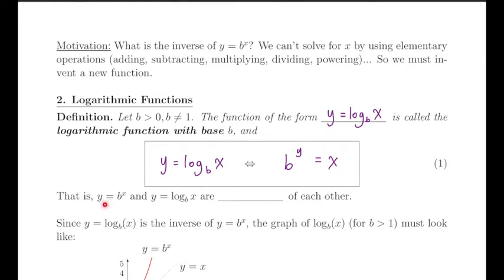Now notice that I've gone back to y as b to the x instead of x is b to the y. Again, because x and y are just variables, you can switch them around in this case. So I've gone back to our usual way of writing the exponential function, y is b to the x. And y is equal to b to the x and y is equal to log base b of x are inverses of each other.